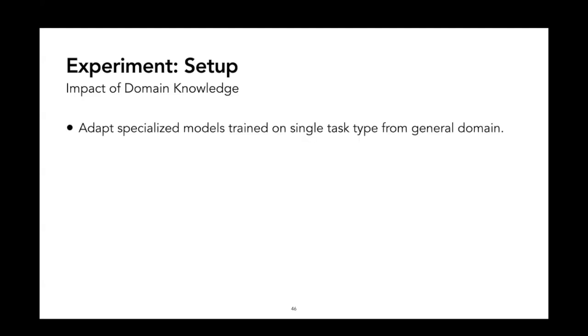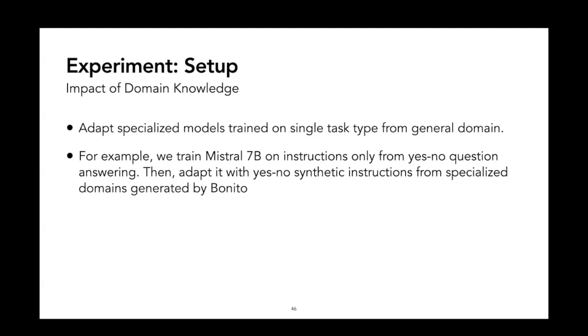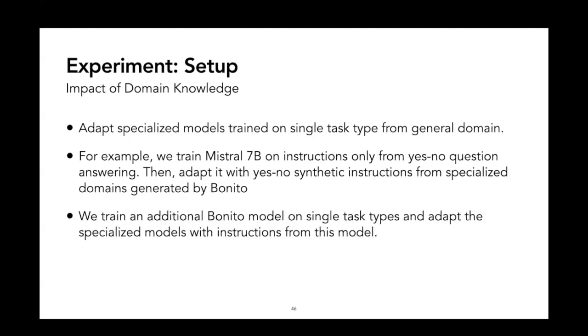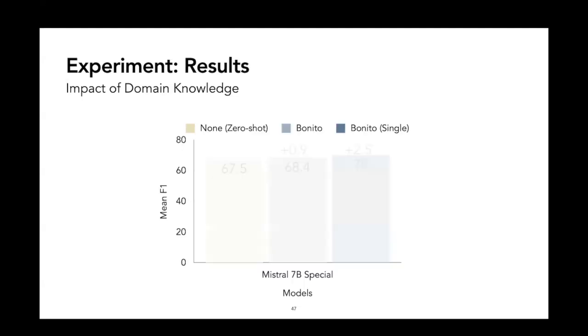Finally, we stress test if Bonito is actually learning about the domain. In this experiment, we adapt specialized models trained on single task types from the general domain. For example, we train Mistral 7B on instructions only from yes-no question answering. Then we adapt it with yes-no synthetic instructions from specialized domains generated by Bonito. We also train an additional Bonito model on single task types and adapt the specialized models with instructions from this model. Here are the results.